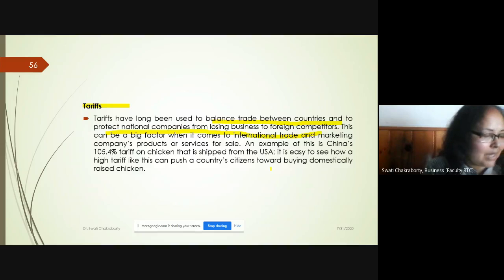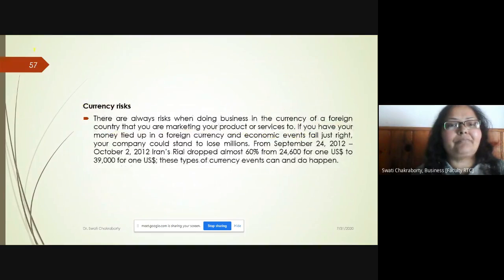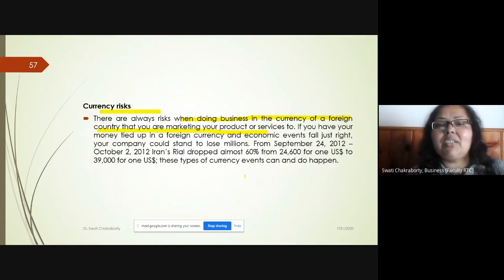Okay. Next comes currency risk. There's always risk when doing business in the currency of a foreign country. Why? What is the problem that comes up? It's because of the fluctuation in the exchange rate. If there is an economic depression or recession happening in the country, the rate goes down and you end up losing money. So it's always best to do business in stable currencies, which is much more beneficial. Stable currencies, when we say, are the US dollar, the pound, and the euro.